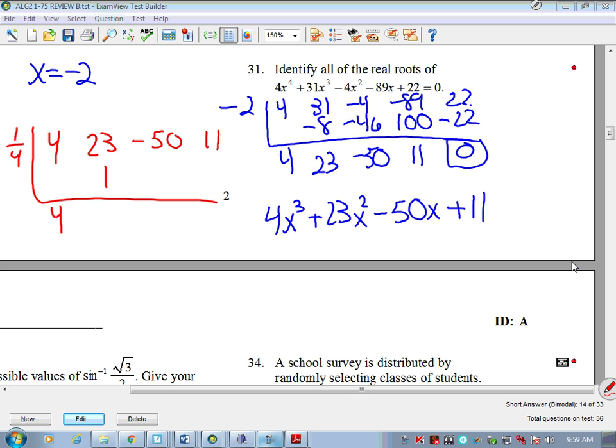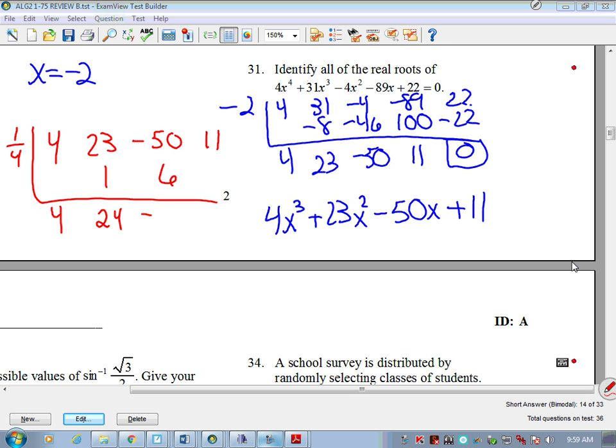What's 23 plus 1? 24. So multiplying by 1/4 is the same thing as dividing by 4. What's 24 divided by 4? 6. So I'd put that 6 right there. What's negative 50 plus 6, or 6 minus 50?